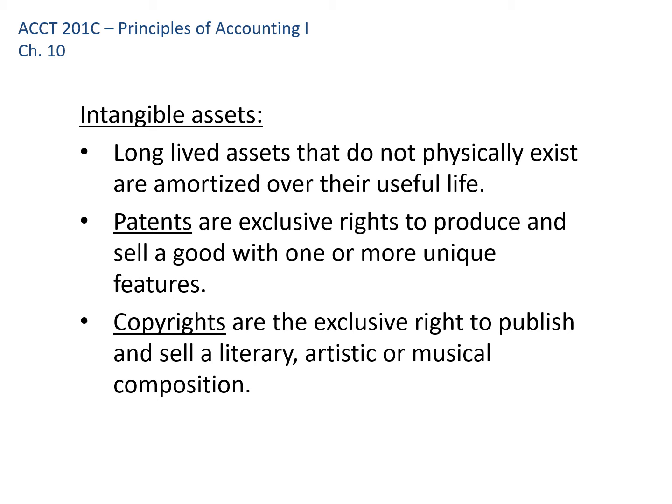So first of all, intangible assets. Like I mentioned, they don't physically exist. We can't see them or touch them, but we do own them and they do give value to the company. So a couple of these too are going to be amortized over their useful life. So we'll spread the cost of the patent or the cost of the copyright over its useful life, and that's called amortization. Similar to depreciation, but this is amortization.